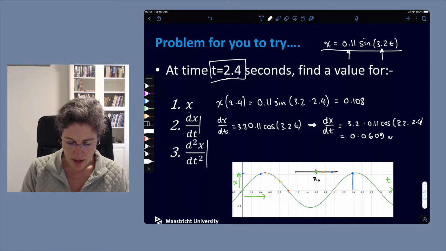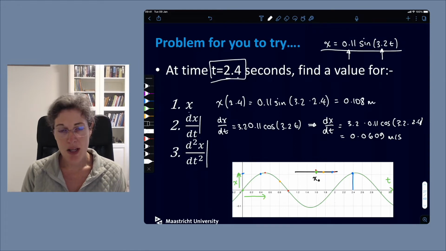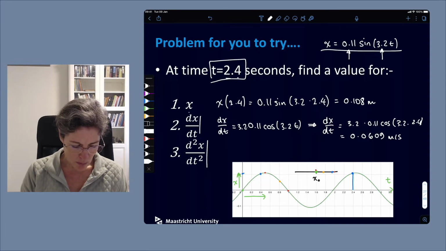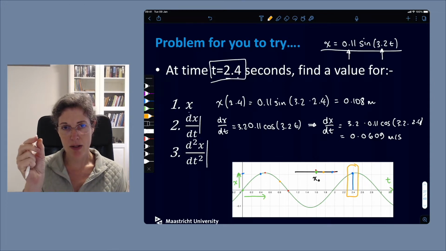And that would be in meters per second. And I should have put meters here for our displacement. So let's just think about that. Does this intuitively make sense? Well, remember that we're looking at this time over here at 2.4. And let's think about what's happening to our particle. So it's moved from equilibrium to the right.